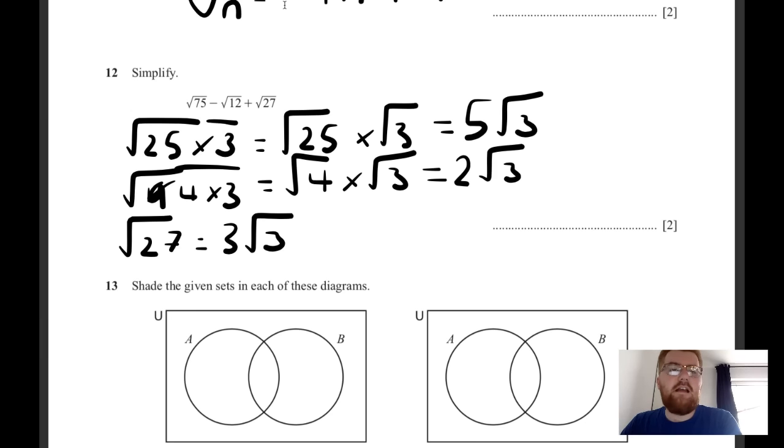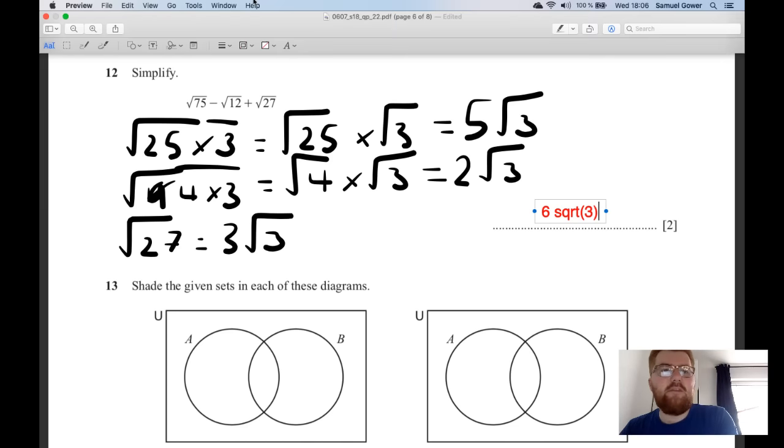If I was to give you a similar kind of problem, 5a minus 2a plus 3a, a lot of you will be able to tell me straight away it's 6a. We approach this in the same way. So we do 5 root 3 minus 2 root 3, that's 3 root 3, and then 3 root 3 plus 3 root 3 is 6 root 3, which is our answer. So we get 6 root 3 as our answer.